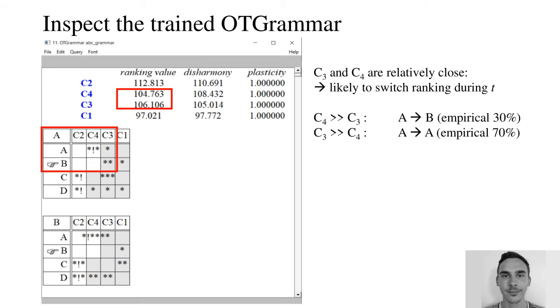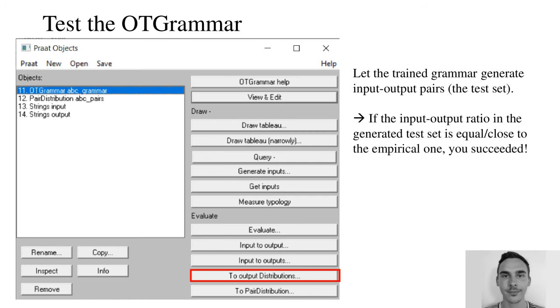The fact that these values are so close to each other enables the two constraints to occasionally switch their ranking positions during evaluation. That's why this grammar will probably produce B as the optimal output at times if A is given as an input. I also want to mention that the ranking values for C2 and C1 are more distant from the other ranking values, which makes C1 and C2 very unlikely to change their ranking position during evaluation in this grammar. Now we want to put the trained grammar and our predictions to the test.